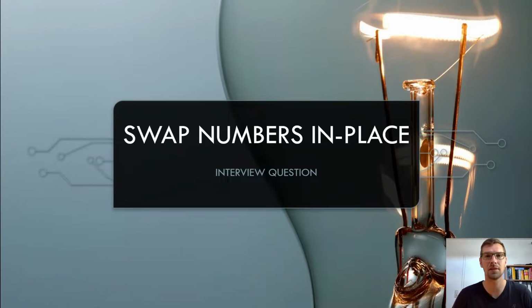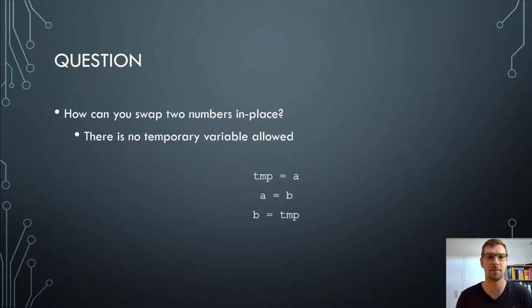Today we are talking about one of the most asked interview questions, and that is swapping numbers in place. The typical approach is that we have a temporary variable and we give it, for example, the value a. Then we say a is the other value, for example b, and since we stored a initially in the variable tmp, we can say b is our temporary variable. But there are also different in-place variants. As you can see here, we have a temporary variable and that is not in place.